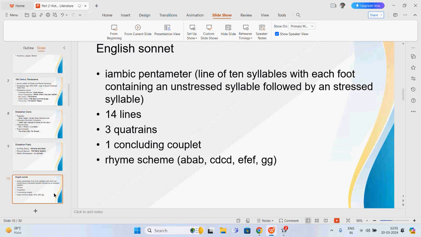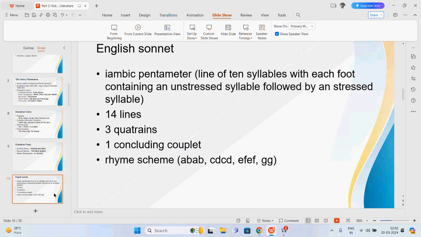Now, the English sonnet is also referred to as the Shakespearean sonnet because Shakespeare made extensive use of the English sonnet. English poetry is of different types, of different forms. There is lyric, there is ode, there is elegy, there is epic, there is sonnet, there is ballad, etc. In this period, we have the English sonnet. The English sonnet was introduced by Sir Thomas White.